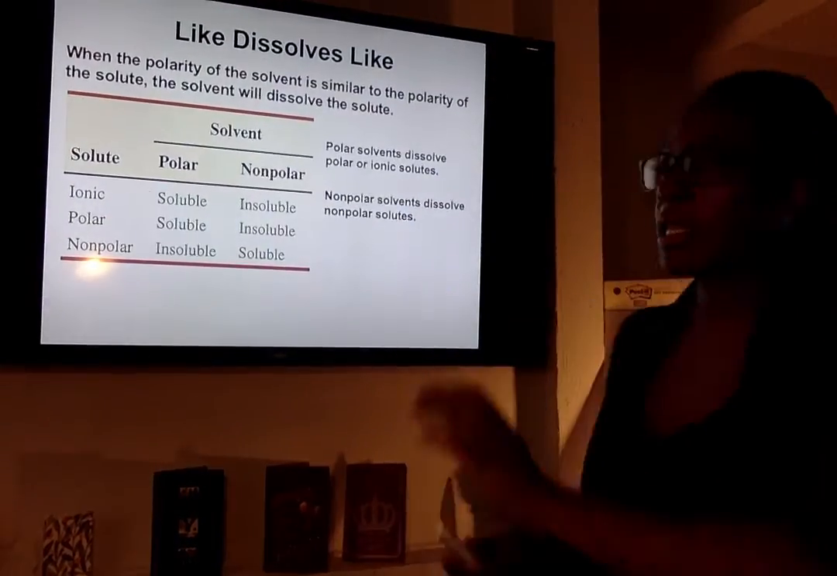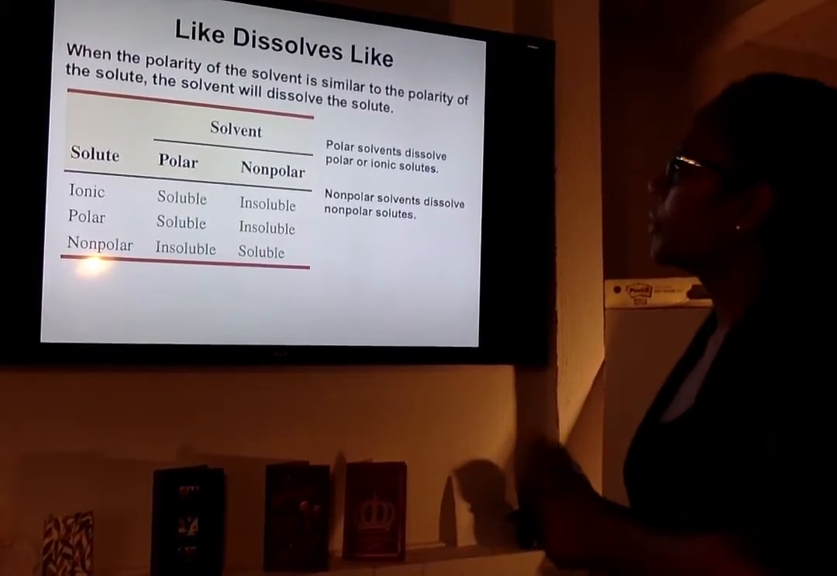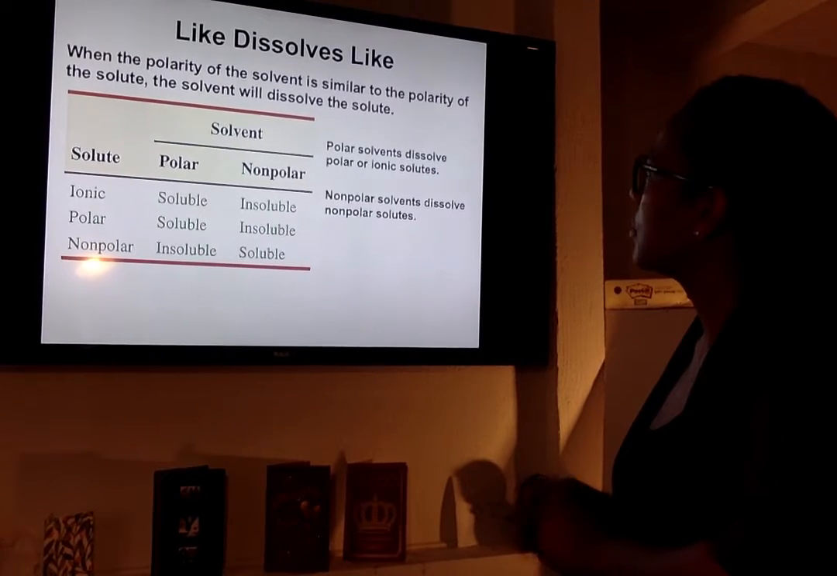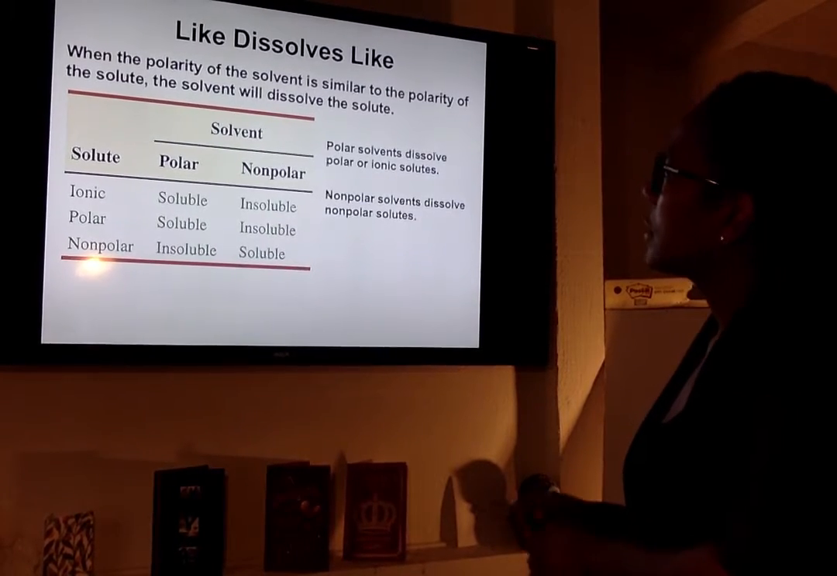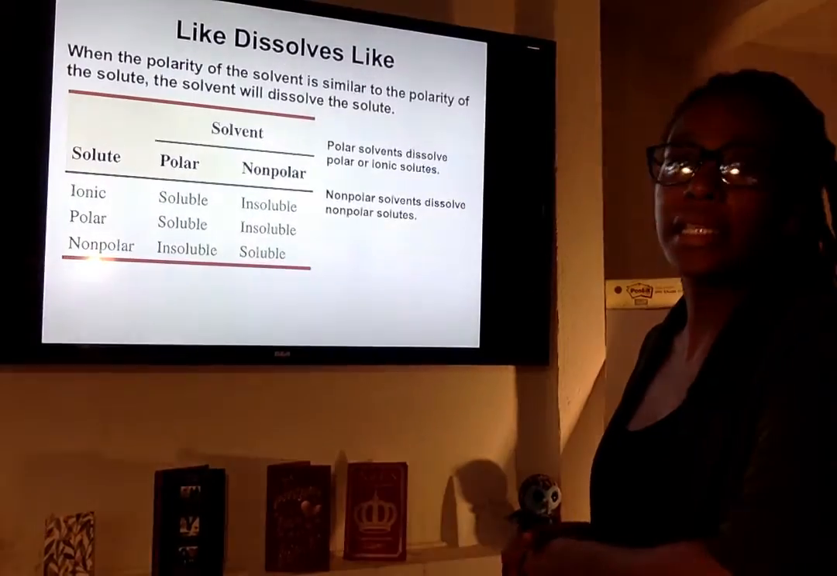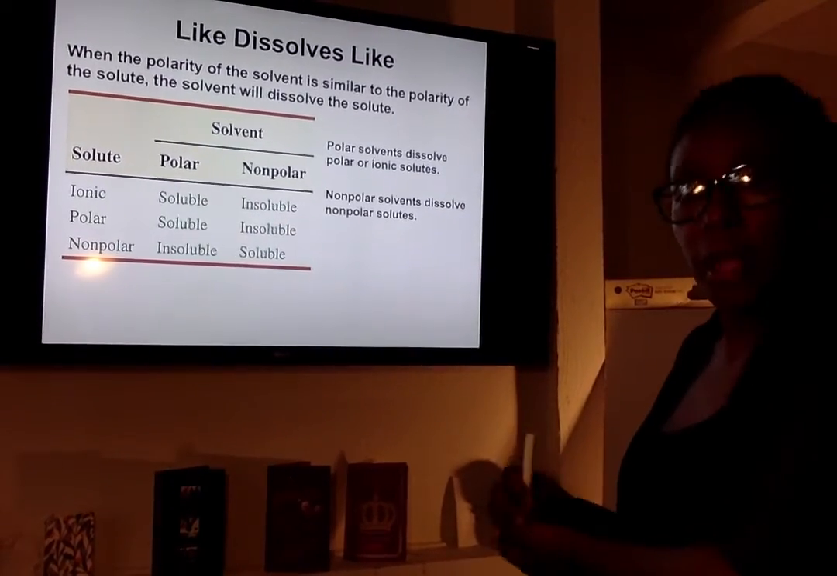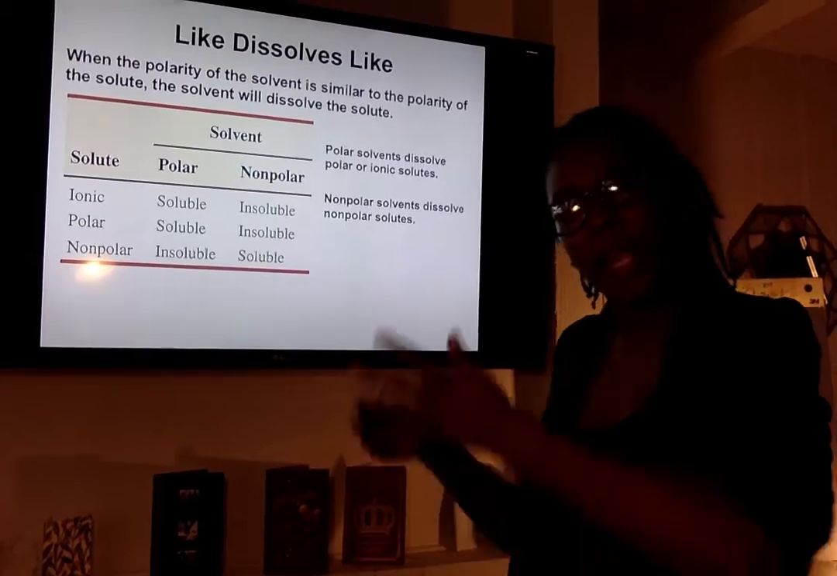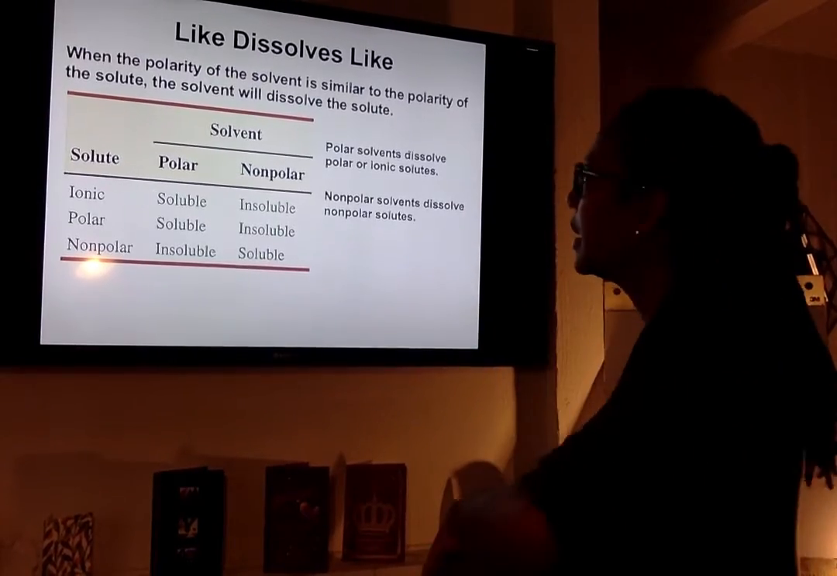So now let's get into like dissolves like. When the polarity of the solvent is similar to the polarity of the solute, the solvent will dissolve the solute. So like dissolves like. If they're the same, they like each other and mesh together, right?